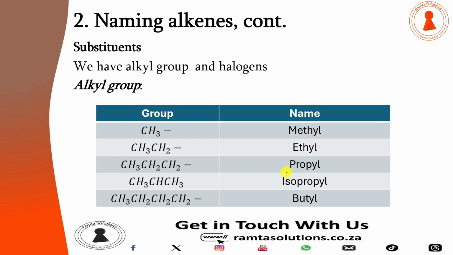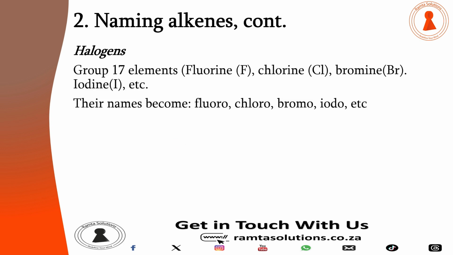Now, you can see that we have propyl and isopropyl. With propyl, your longest chain will be bonded to the carbon on the end here, but with isopropyl, the longest chain will be bonded to the central carbon. You will be using these 3 mostly, but it's also important to know these 2. Halogens, for alkenes, we're not going to talk about them.